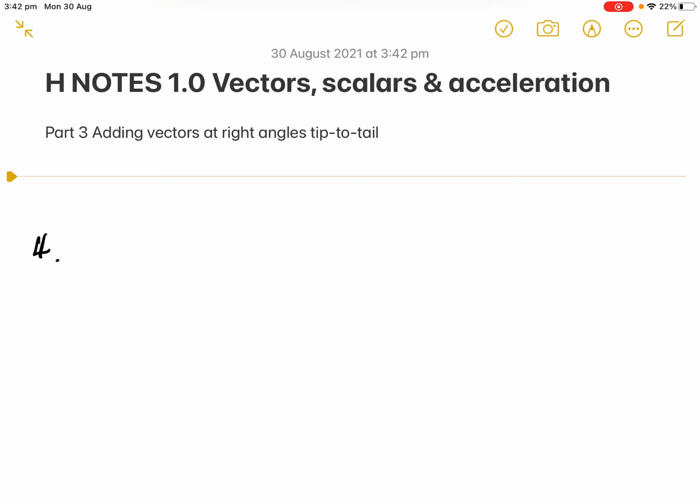Higher Notes 1.0, Vectors, Scalars and Acceleration. This is part 3, How to Add Vectors at Right Angles, Tip to Tail.